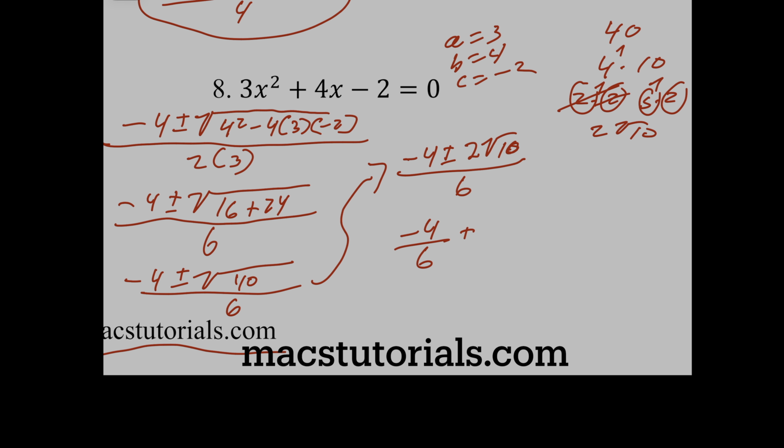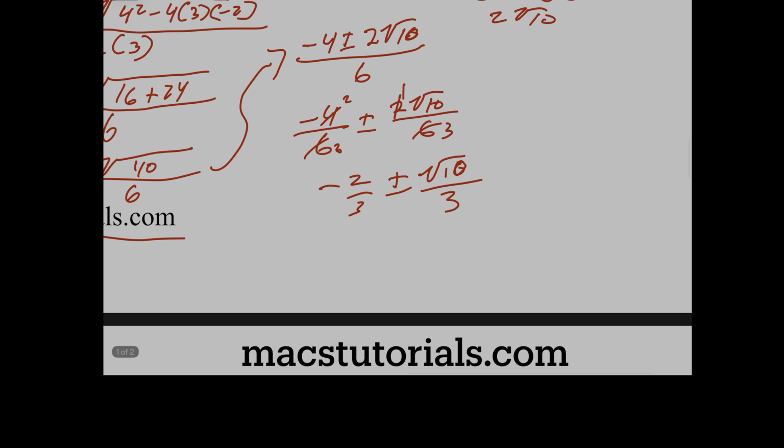Negative 4 over 6 plus or minus 2 root 10 over 6. This is going to reduce to 2 over 3. So negative 2/3 plus or minus root 10 over 3. Now, you didn't really need to break them up. This is a correct answer. But you may see it like this on your answer key. Because they're both over 3, you can write it like this. Okay? And that's it, my friends.